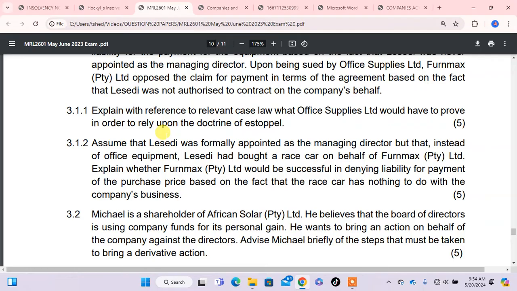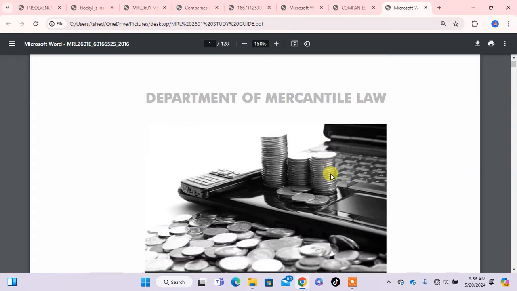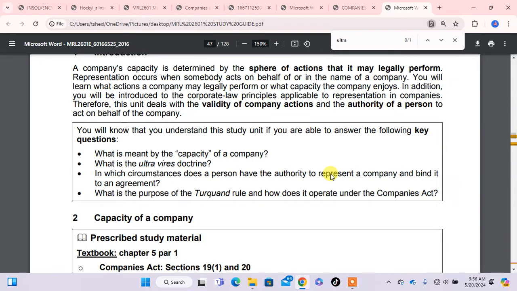When you purchase something that has nothing to do with the company, we call that ultra vires. You must know where to find information when you go to the examination. You do this by reading. So I told you that when you have contracted with something that is not part of the company, we call it ultra vires. So you must come here and just say ultra vires.